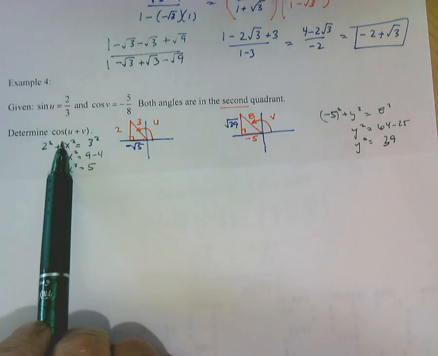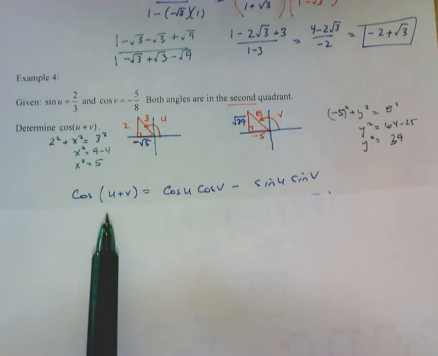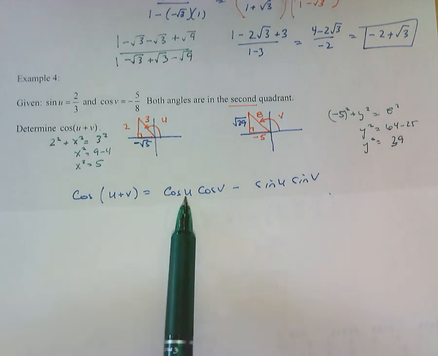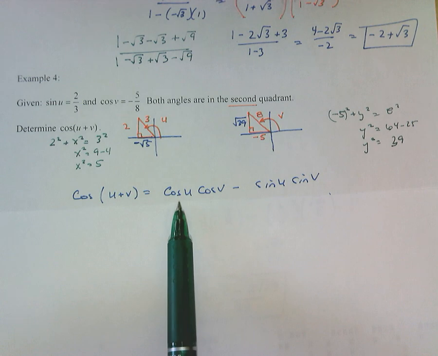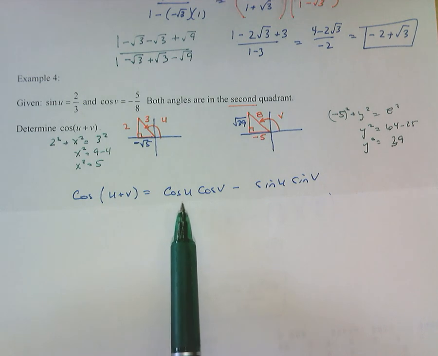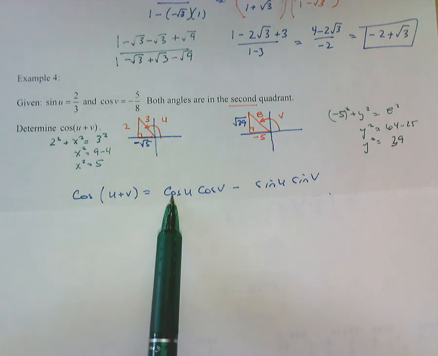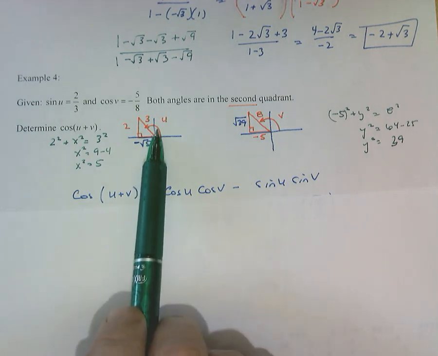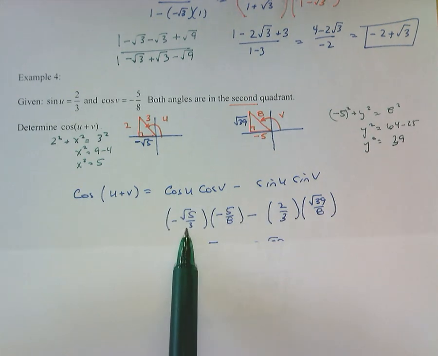I want to find cosine of u plus v. So there's my formula. Cosine of u plus v is equal to cosine u cosine v minus sine u sine v. I don't know what u and v are, and that's okay. I don't need to. I look back at my diagram. Cosine of u. Here's u. Cosine is negative square root of 5 over 3. That's what I replaced.